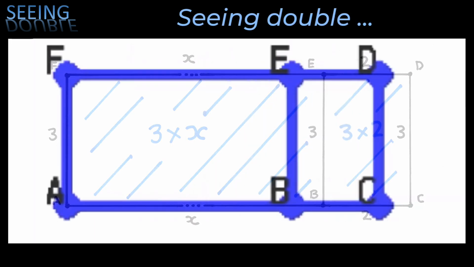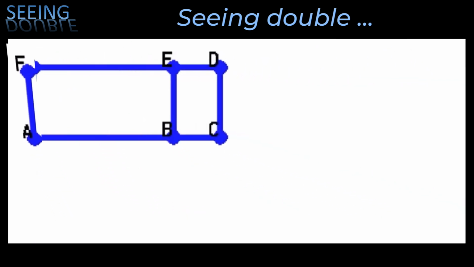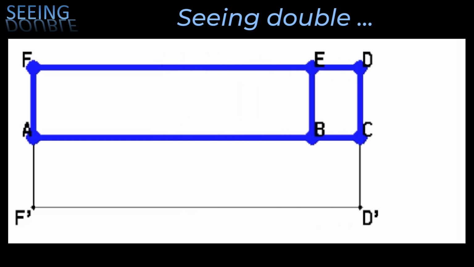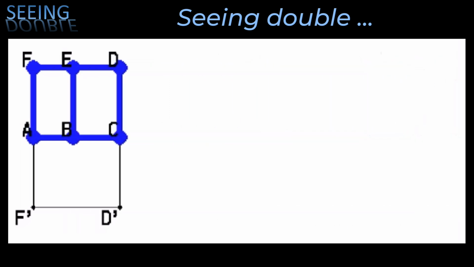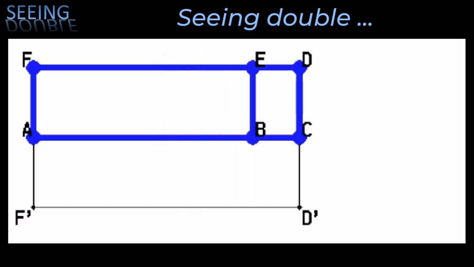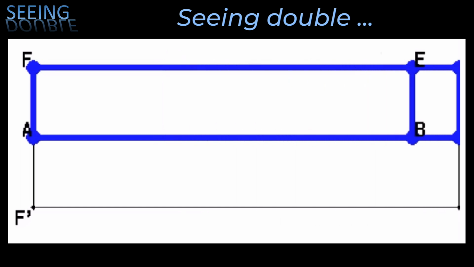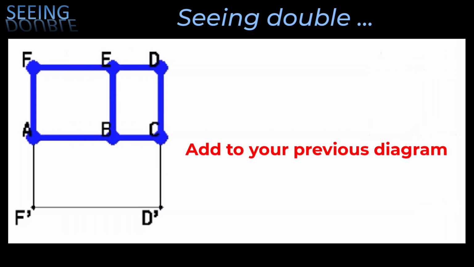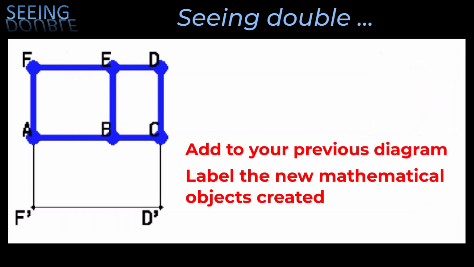Now, let's double up on line segment AF, reflecting F about AC to create the new point F'. While we're at it, let's reflect D about AC to create D', giving us this dynamic diagram. Pause the video now and add to your previous diagram. Label the new mathematical objects that have been created. What is the relationship between these new objects and the ones studied previously?